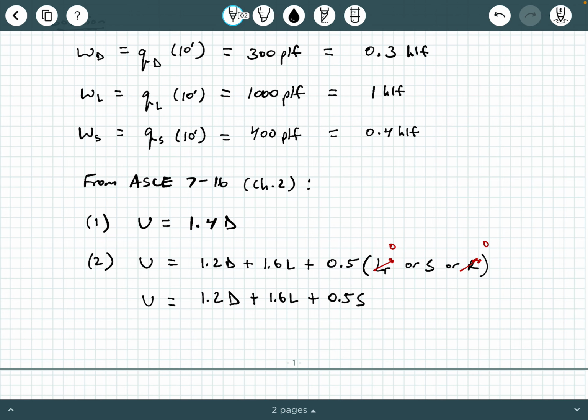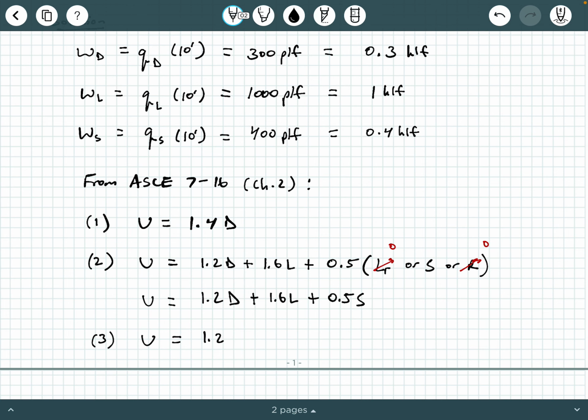Now, you can go through and look at the other load combinations. We could look at load combination 3. Why don't we go ahead and take a look at load combination 3? That is a potential candidate for something that could govern.